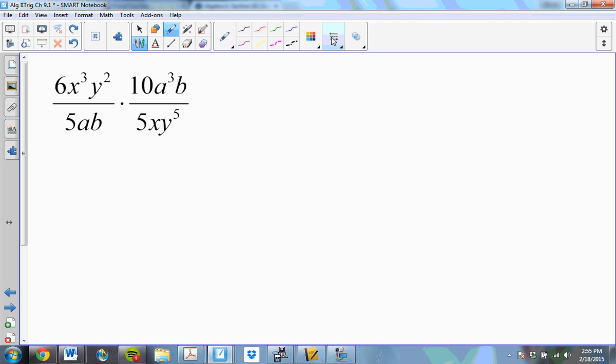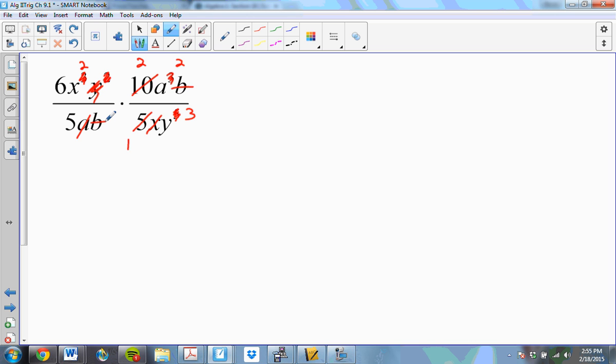I'm going to cancel whatever I can cancel. So for example, 10 divided by 5 is really 2 over 1. 3x's here cancel with 1x here, so I only have 2x's. 2y's on top cancel with 2y's on the bottom, so I have 3y's left on the bottom. 3a's on top cancel with 1a on the bottom, so that's gone entirely, and this y was also gone, excuse me. And the b's cancel off entirely.